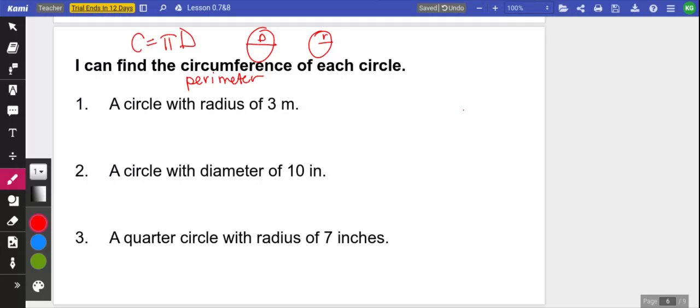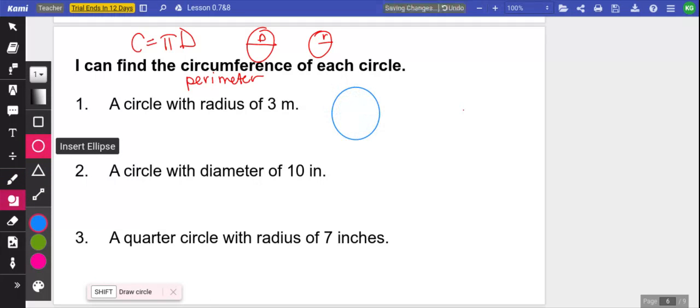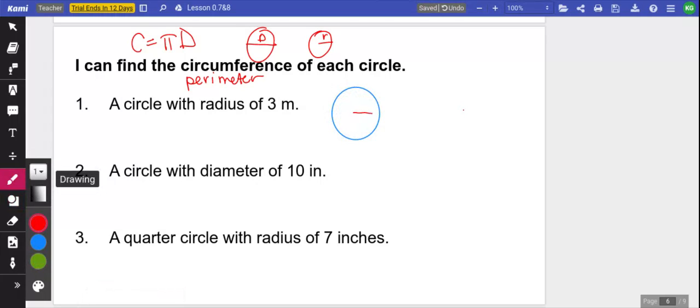So in this one we have a circle with a radius of 3, which is the halfway.